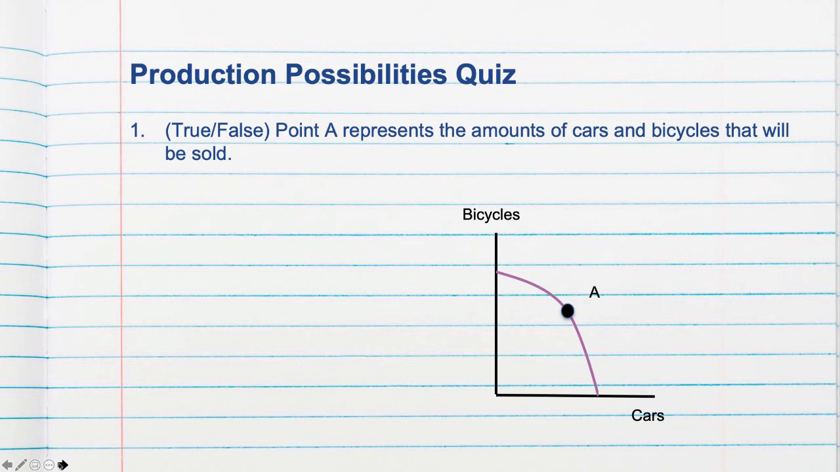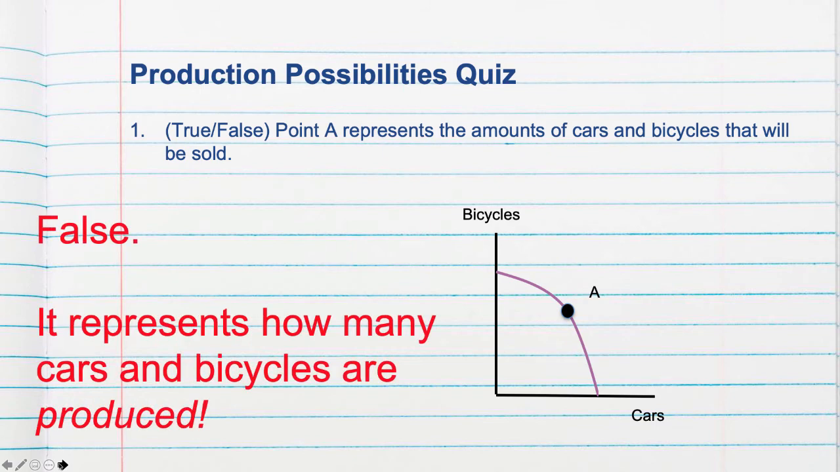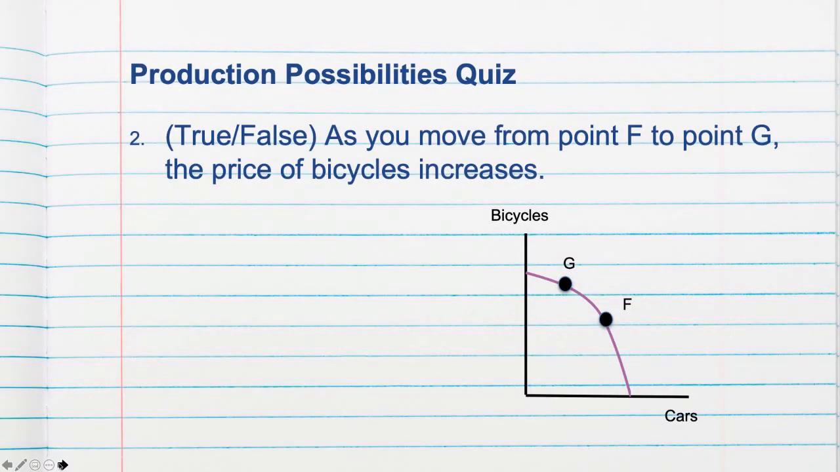All right, let's see what the answer is. The answer is false, because this represents how many cars and bicycles are actually produced, not sold. Remember, this is a production possibilities frontier. Hopefully you got that one right, and if not, now you know why. Let's move on to question 2, true or false once again.